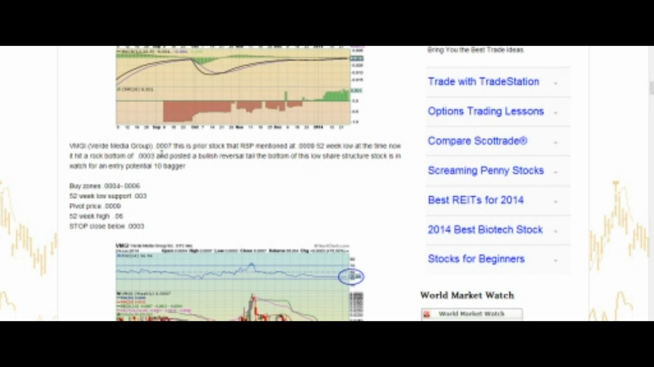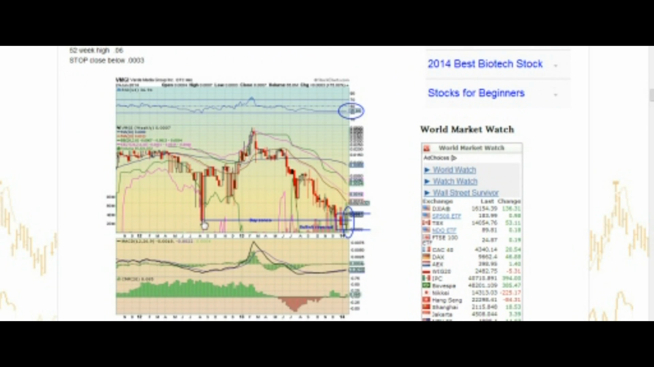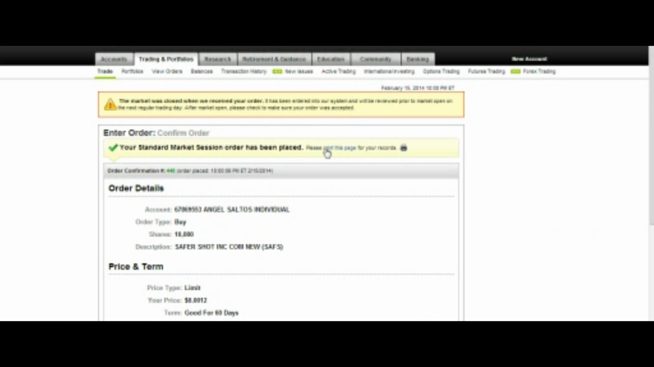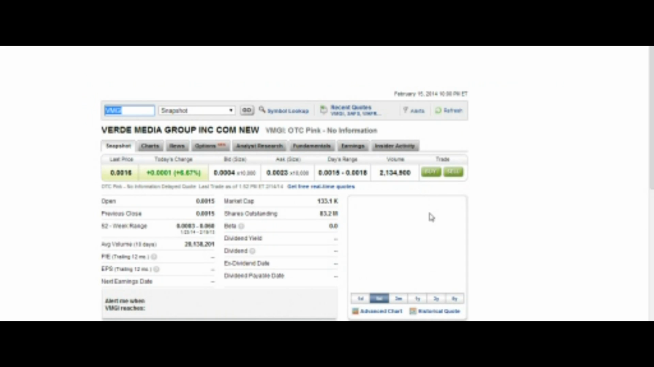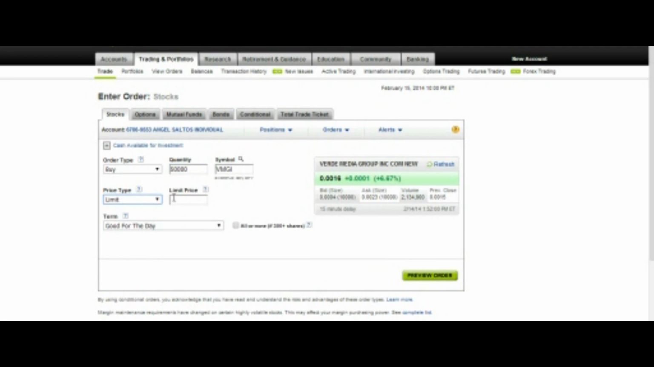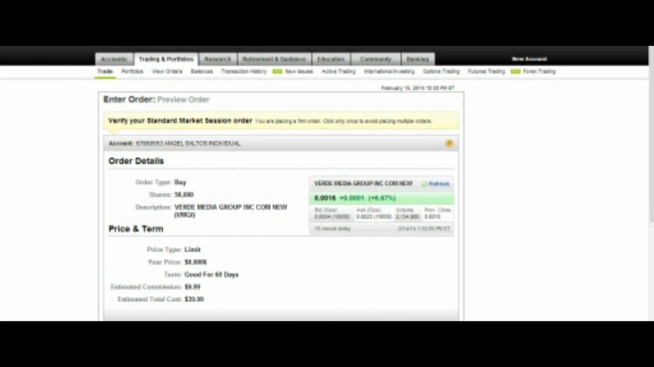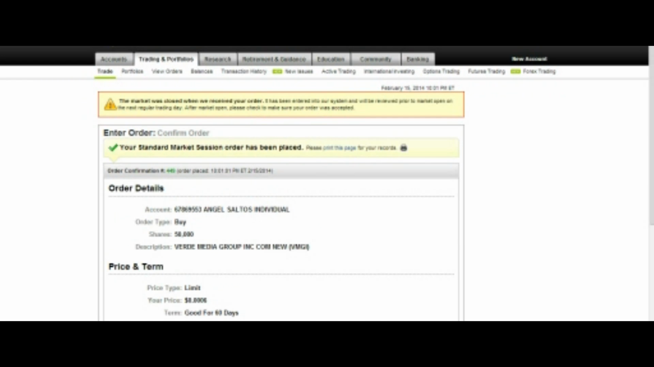implementing this. VMGI 0007, you've got the buy zones from 4 to 6. If you look at this stock, it's returned to the scene of the crime. This was the area that you were buying. It just broke that support at 6, so I don't mind buying at 6. I'm going to post on VMGI. I want to buy at 6. Again, this is just a mock, but I'm showing you how I'm placing all my orders at 6. Good for 60 days. I'm good to go. My order's placed, so I'm set.